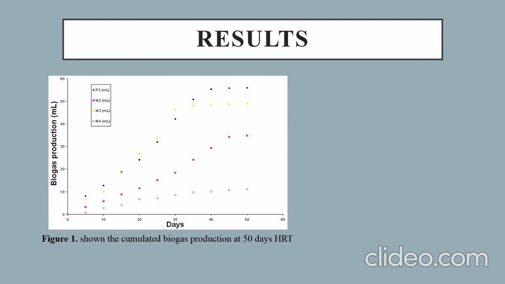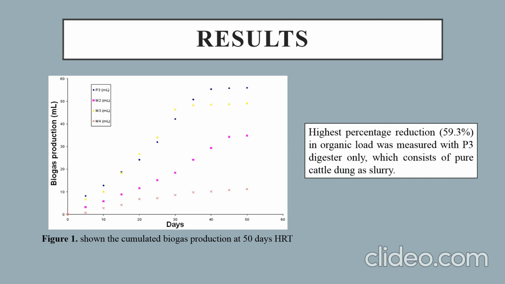Based on the results of the cumulated biogas production at 50 days of hydraulic retention time, the highest percentage reduction in organic load, which is 59.3%, was measured with the P3 digester only, which consists of pure kettle dung as slurry, shown in Figure 1.